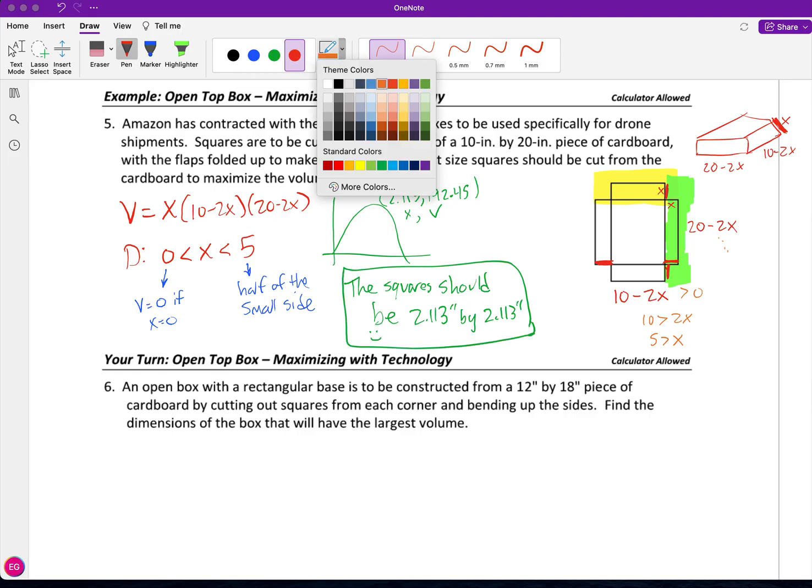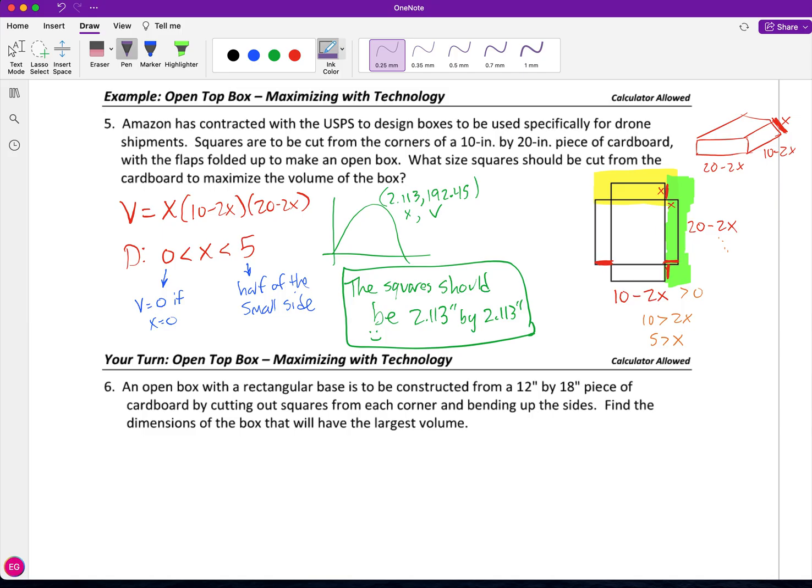Now, there are some variations on this question that I want to talk about, because they could ask us other things. So one of them that they could ask us is, hey, what is the max volume? Okay, and that is this number right here. So the max volume would be 192.45 inches cubed. Remember, volume is inches cubed.